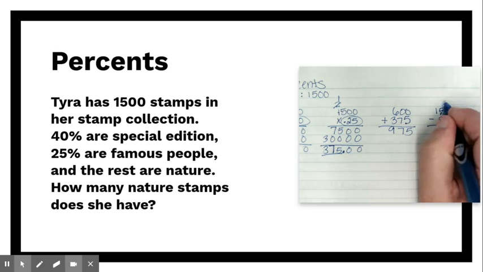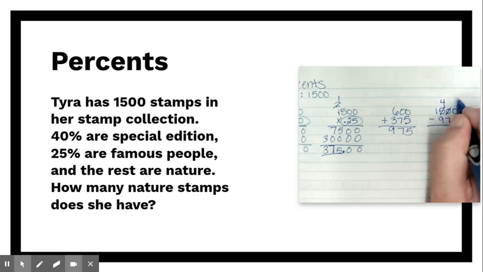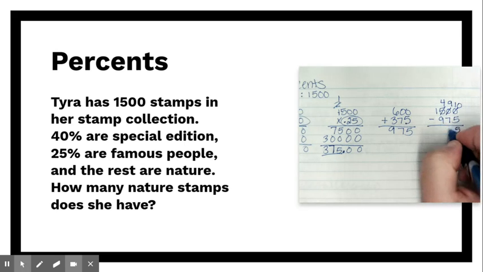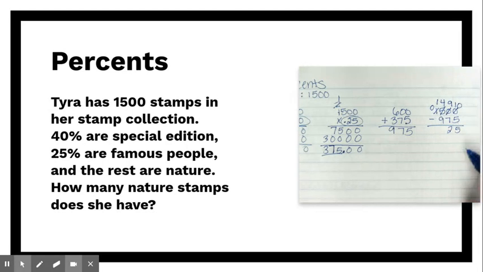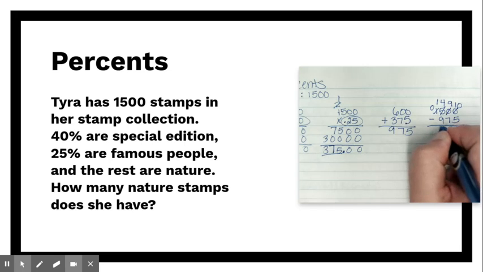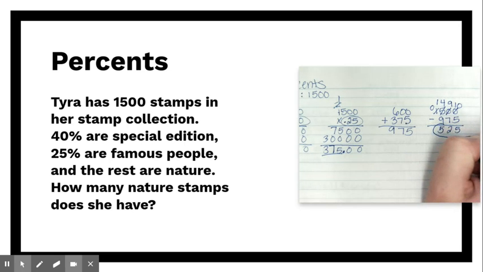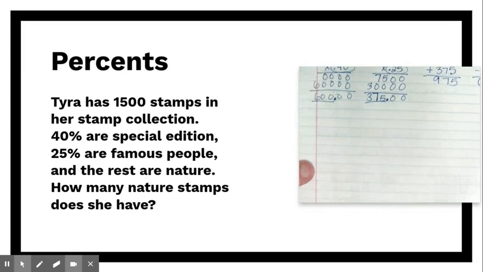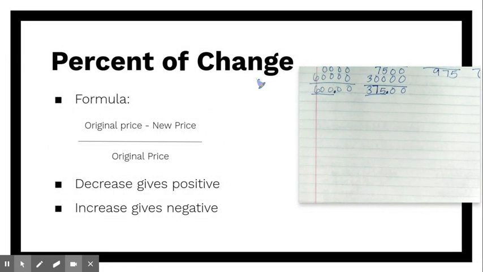So I have to borrow from this 5. When I cut across zeros, that one becomes a 9, and the last one becomes a 10. 10 minus 5 is 5. 9 minus 7 is 2. I can't do 4 minus 9, so I'm going to make that a 0, and that a 14. 14 minus 9 is 5. So 525 are nature stamps. And that's our answer there. Okay. And that's pretty much it.